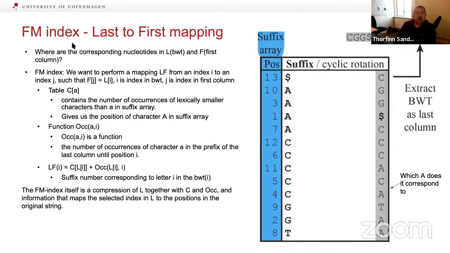This is where the fast minute indexing comes in, and the idea here is that we need to figure out which A, in this example, which of these A's does that correspond to? Because if we know which one it corresponds to, then we know what the preceding character would be. Okay, so this is what we want to do, and this would be identical to our walk left algorithm.